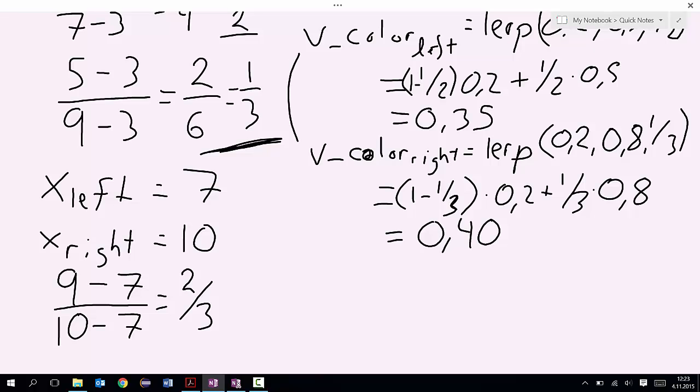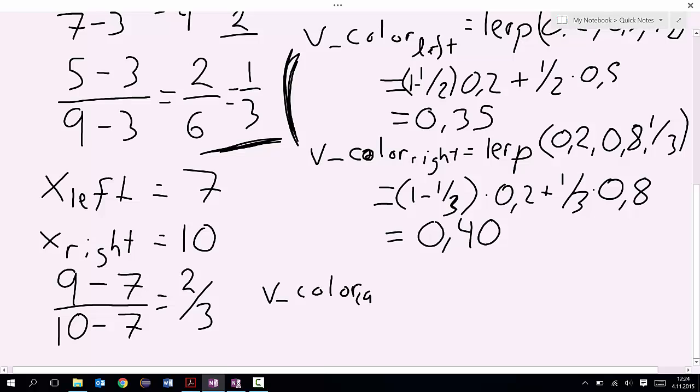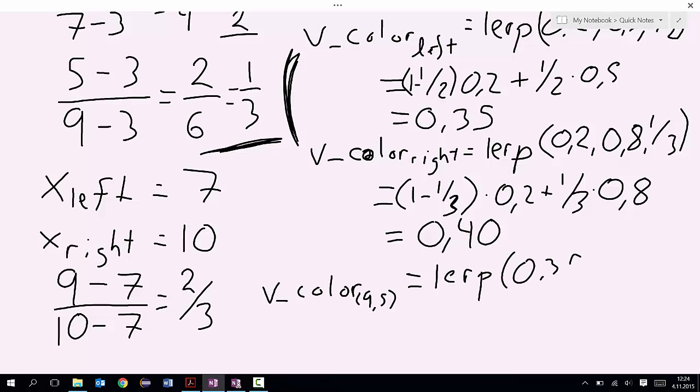So we're going to interpolate these colors, b color left and b color right, and we're going to say b color in 9,5 equals the linear interpolation between 0.35 and 0.4 using the parameter 2/3. That's how far along we are along the scan line. Earlier we were using how far along are we from the first scan line to the last scan line between the particular points. Now we're within the scan line, we're going in the x direction. So here we calculate how far we are along the scan line.